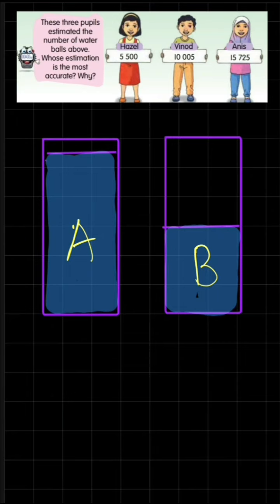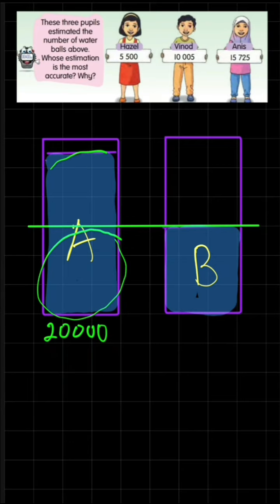If we draw again the jar A and jar B side by side, we know that jar A has 20,000 water balls in it. Okay, we need to estimate what is the quantity of water balls in jar B. So, if you draw a line straight from jar B to jar A, you find that the quantities of the lower side and upper side are about the same. So, if the whole quantity of A is 20,000, so half the quantity in B should be 10,000.